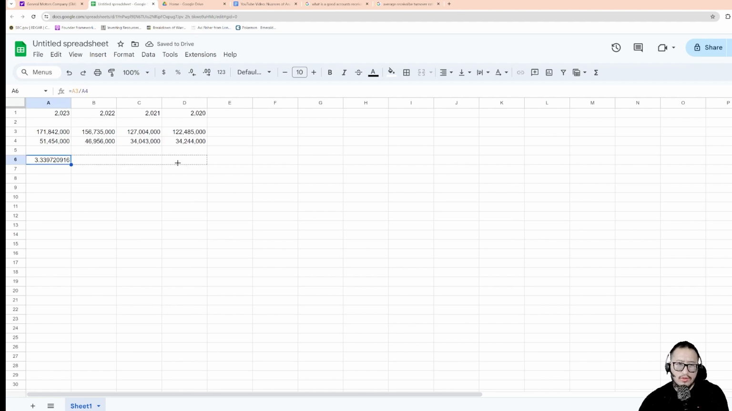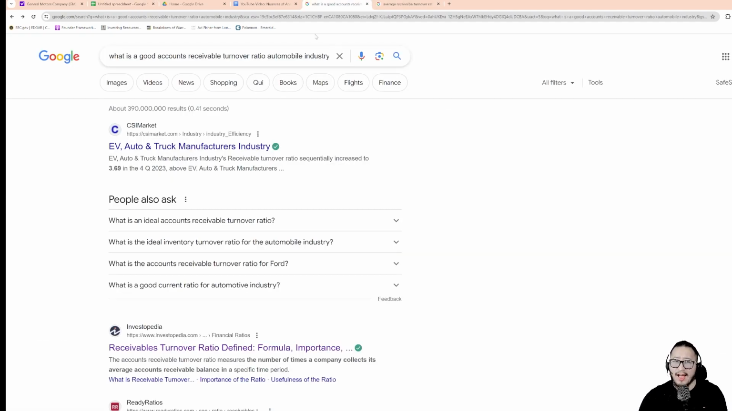And over the course of 4 years, you can see that it's trending down, which is not a good thing. It still is in line with the average of 3.69. However, it means that over the course of 2021 to 2023, General Motors is a little bit slower in collecting this money from its customers. What that means, I'm not totally sure, but it does create some cause for concern. This is starting to create some yellow flags for me here.